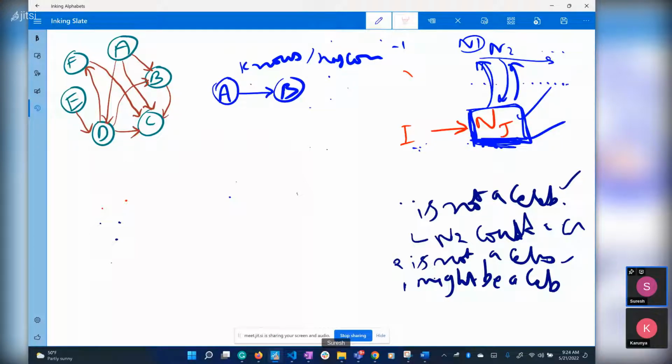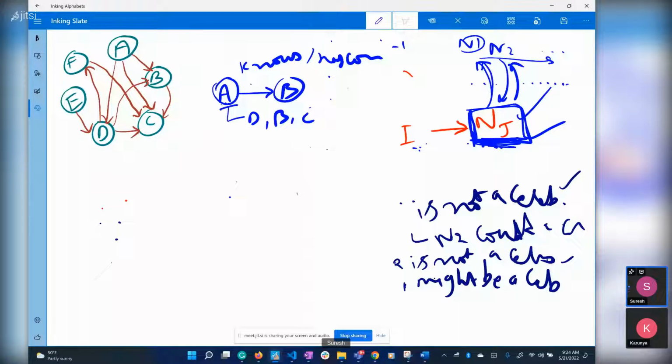Basically, every node has an adjacency list, right? As I said, every node has node information and an adjacency list. What are the elements of the adjacency list of A? Can you tell me how many elements are in the adjacency list of A? A has D, B, C. Those three are the adjacent nodes.